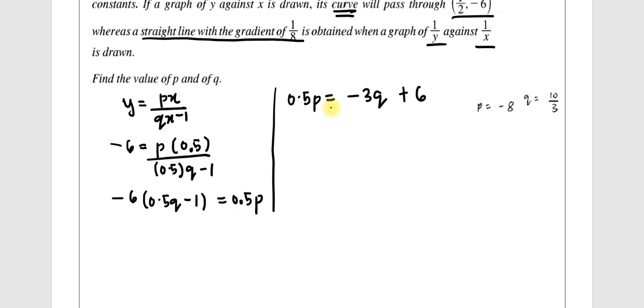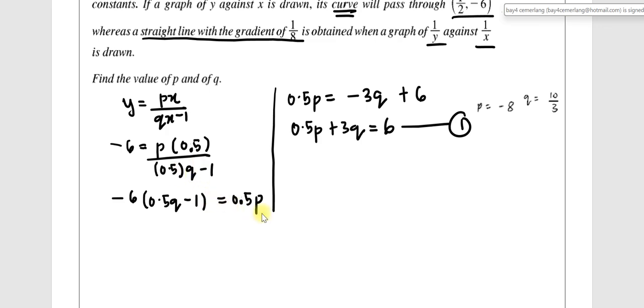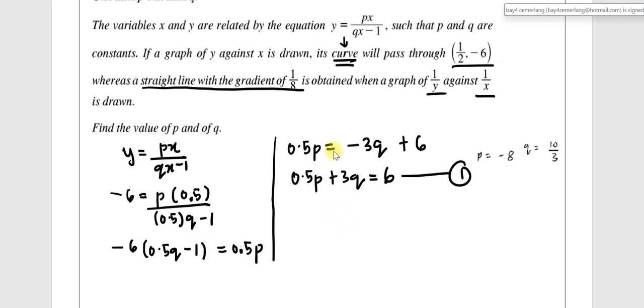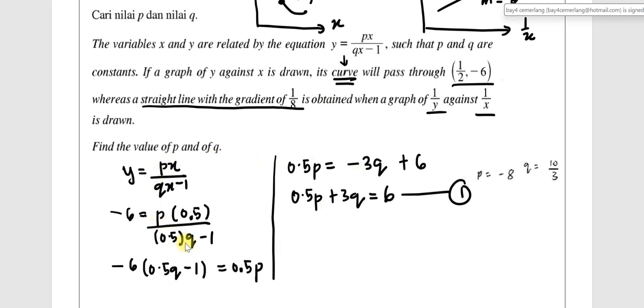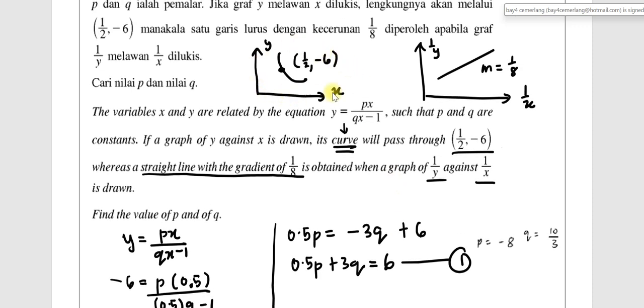And what I'm getting here is 0.5p plus 3q is equals to 6. I hope I get the correct equation. Let me check. Yeah, I think no problem here. Alright, so that's the only information we can get from our linear graph, sorry, non-linear graph.